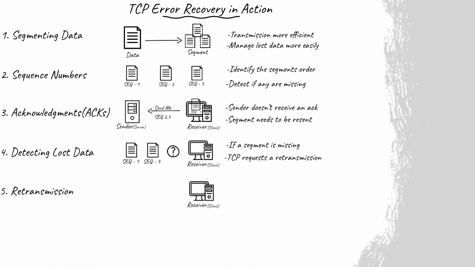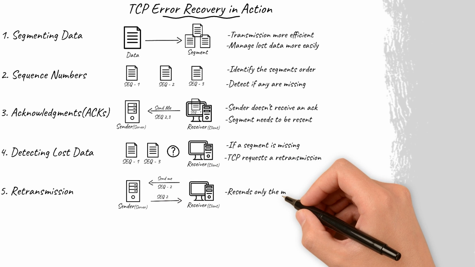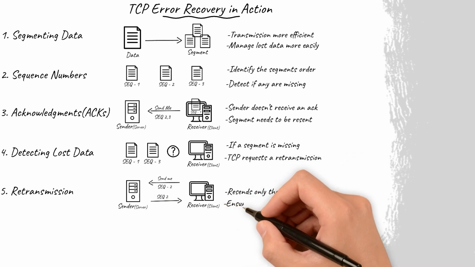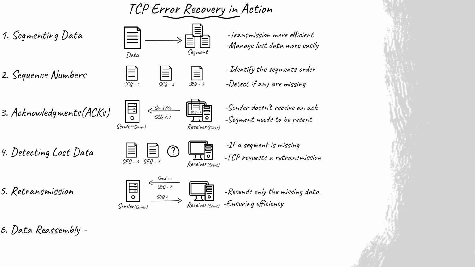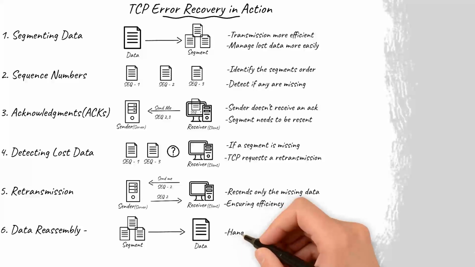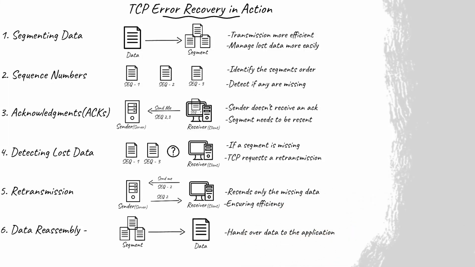The receiver's TCP sends a request to the sender asking for the missing segment to be resent. The sender then resends only the missing data, ensuring efficiency without retransmitting everything. Once all segments arrive, TCP reorders them based on sequence numbers and hands over the complete data to the application, such as a web browser, email client, or file transfer program.